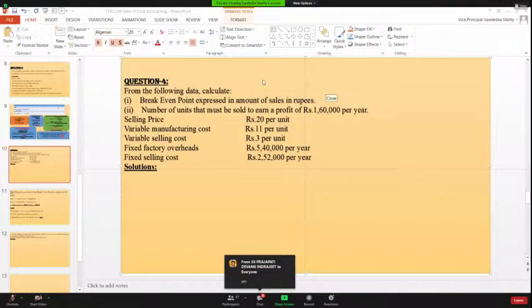Can you see question number 4, students? Question number 4 is visible to everyone. Please note down question number 4. I request everyone, please note down question number 4.